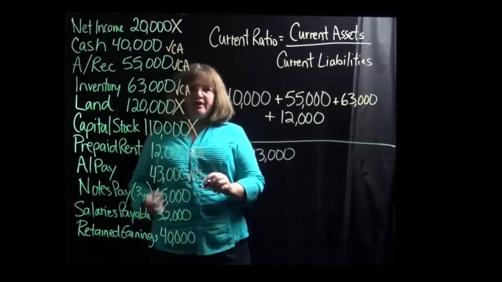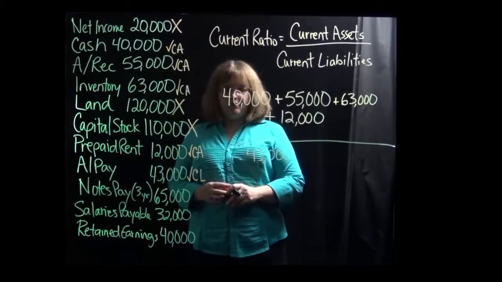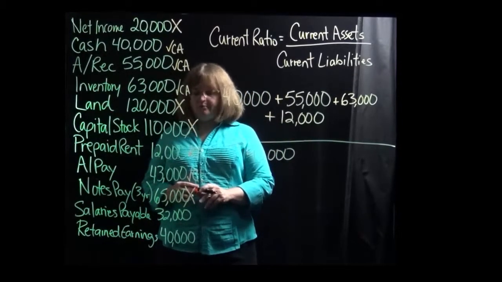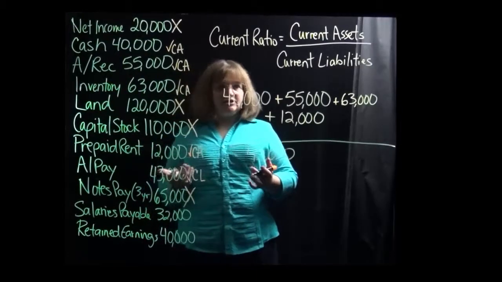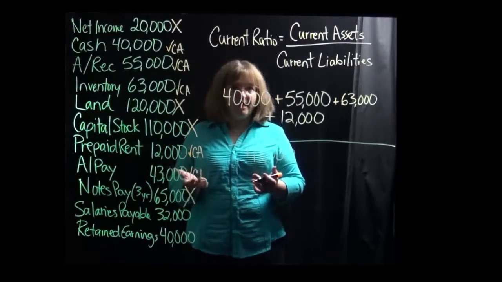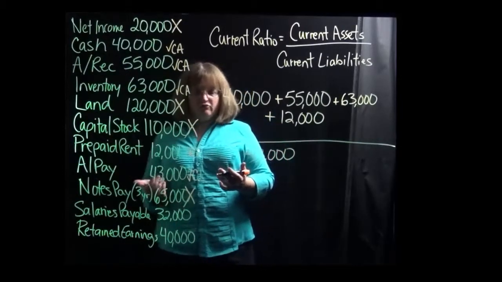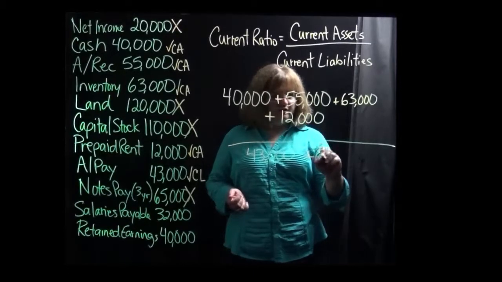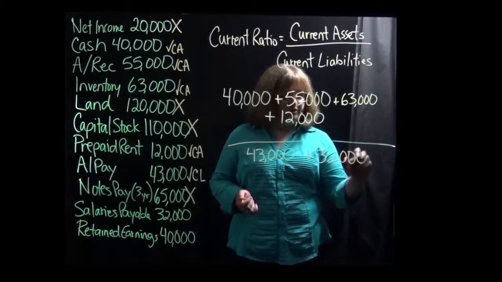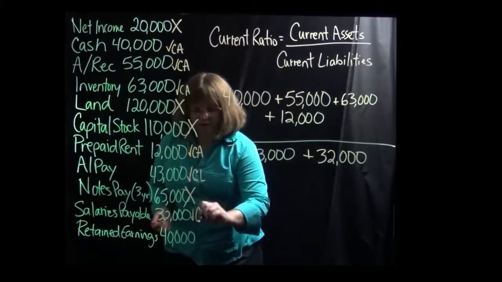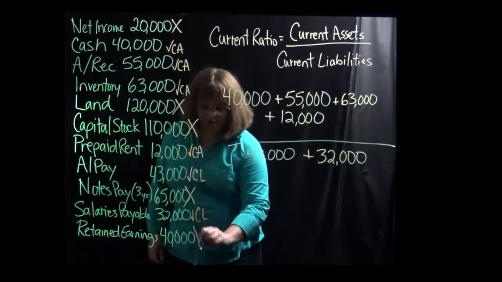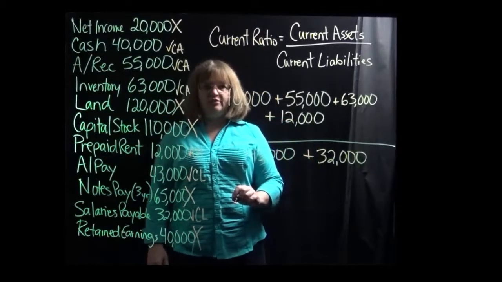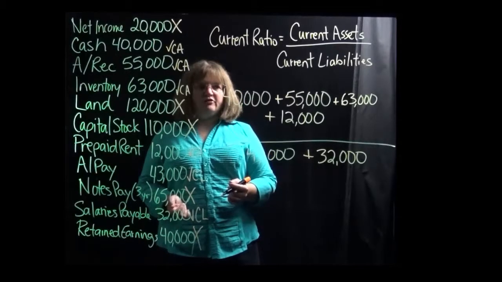Notes payable that's due in 3 years is a long-term liability. So while it is a liability, it's not current, and therefore we won't consider it for this problem. Salaries payable typically is a short-term liability. Our employees want to get paid right away. They don't want to wait over a year to get paid. So typically our salaries payable is due within a couple weeks. So it is a current liability we will include in the denominator. And then retained earnings is an owner's equity, represents the earned capital of the company. That's not a current asset or current liability, so we will not include it in this ratio calculation.